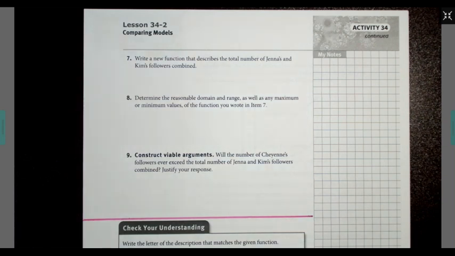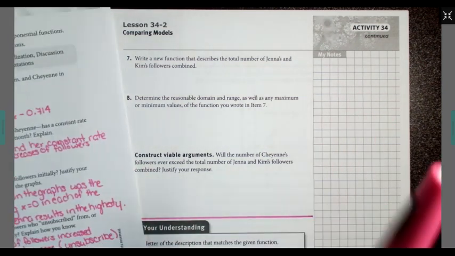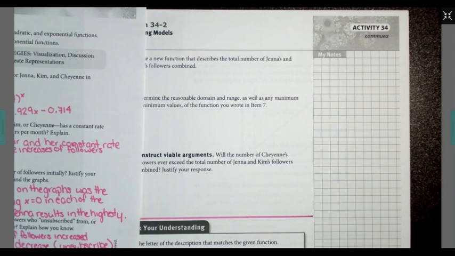Number 7 through 9. Write a new function that describes the total number of Jenna and Kim's followers combined. So we want Jenna and Kim combined. Well, first off, let's write them independently. And I'm going to write that off to the side over here.